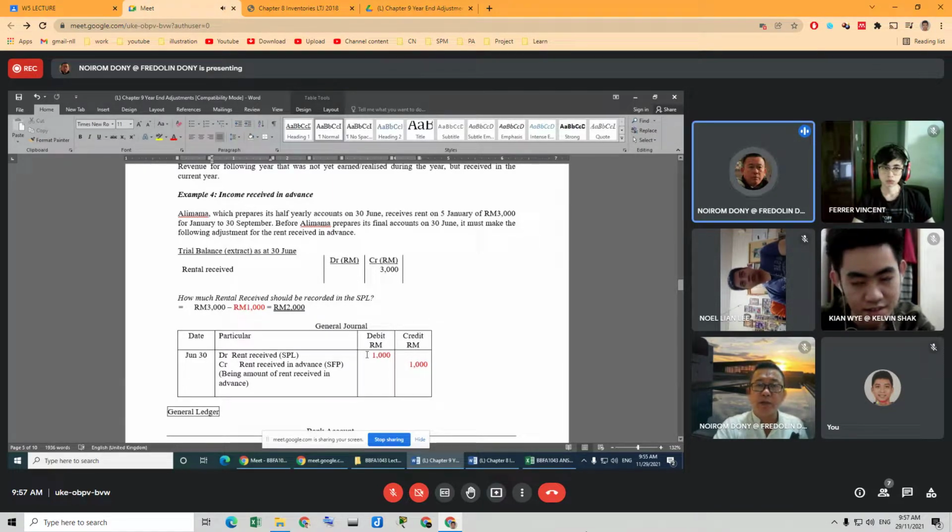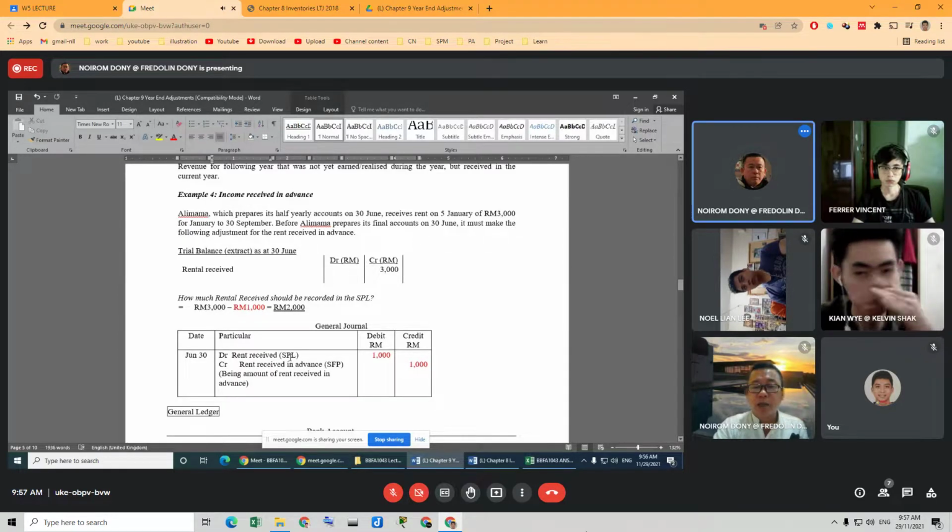Now, knowing rental receipt is debited, so the corresponding entry must be credit. So what is the name of account that we credit? So we put rent receipt in advance, or prepaid rent receipt. Okay, whichever, yeah? Rent receipt in advance or prepaid rent receipt.